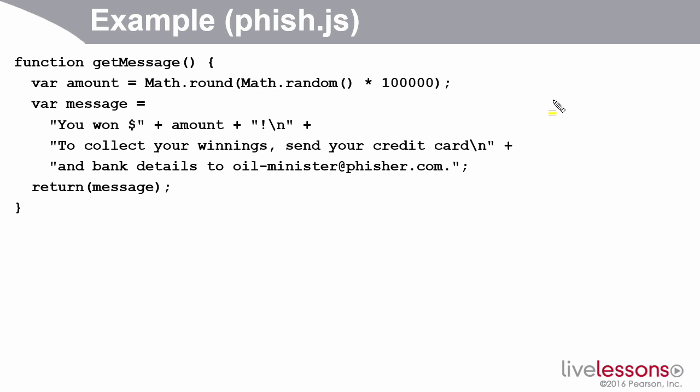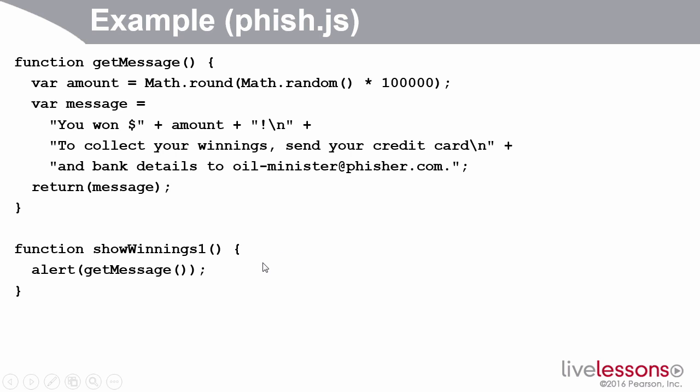So I have a function called getMessage, and the output of getMessage is just a string. You won $1 bazillion. To collect your winnings, send your credit card and bank information to such and such an address. The most common approach is you have a function that does something, but that function won't be executed until the user takes action. So I have a method called showWinnings1 that calls the alert method. The alert method pops up a very simple dialog box with a string. Well, this function won't be called as the page is loaded. This function will be called only later when the user does something like press a push button.